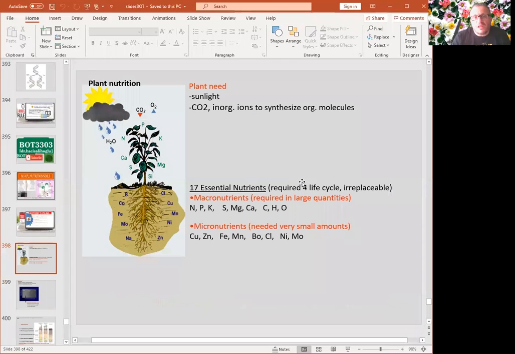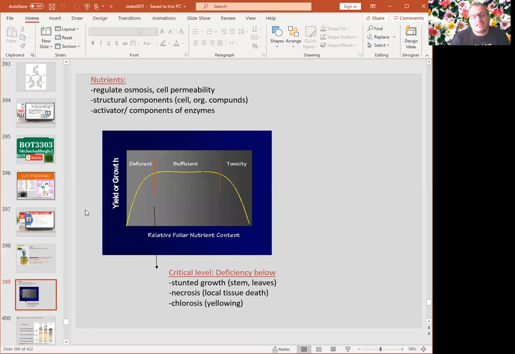Okay, so plants need 17 essential nutrients. They are essential because they are actually required for the life cycle of the plants and they are irreplaceable. Nine of them are called macronutrients, the large ones. They include nitrogen, phosphorus, potassium, calcium, magnesium, sulfur, carbon, hydrogen, oxygen. And the other 8 are the micronutrients or trace elements, including zinc, copper, iron, manganese, boron, chlorine, nickel, molybdenum, iodine.